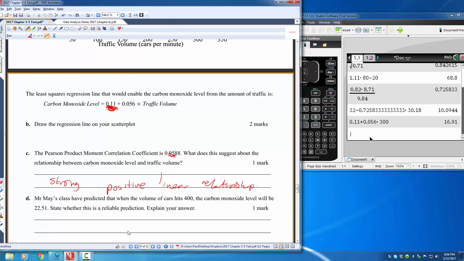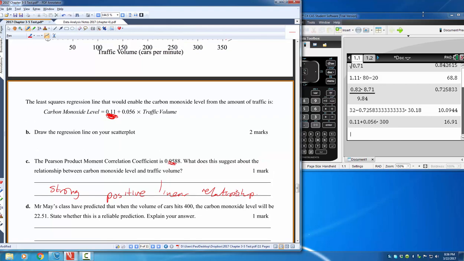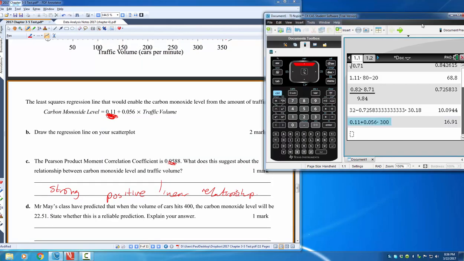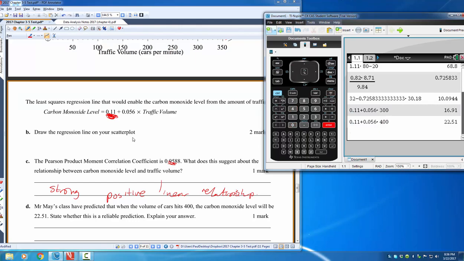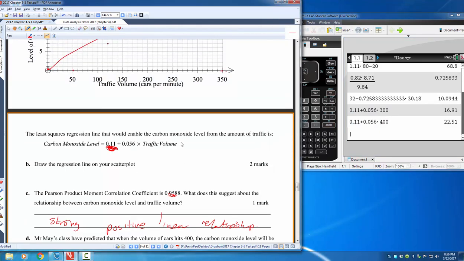Okay, now what they predicted is when the volume of cars hits 400, the carbon monoxide level will be 22.51. And what you've got to do is state whether that prediction is reliable. Okay, now a lot of you said it was, because what you did was you went over to your calculator and subbed it in. 22, oh goodness me, it must be reliable, but have a look.